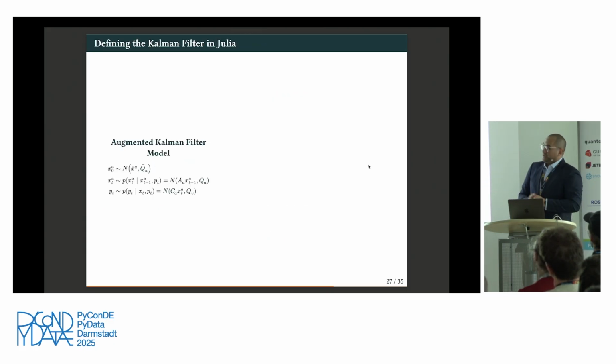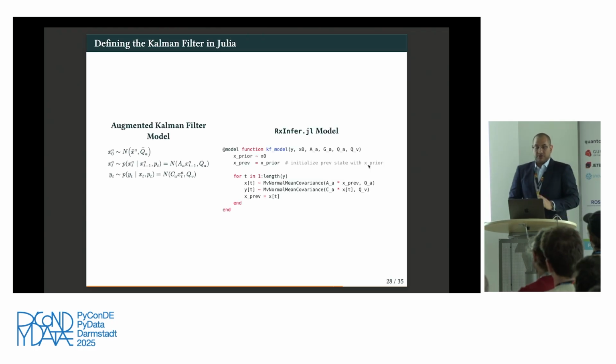So this is how it looks like. Again, we have our prior, we have our state, we have our observation equations. We have our state space model with a probabilistic twist, right? So how do we do that? In code, it would look something like this. We have our prior, we have our state, and we have our observation equation.